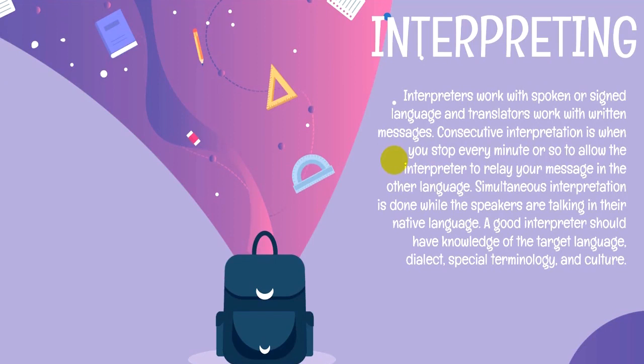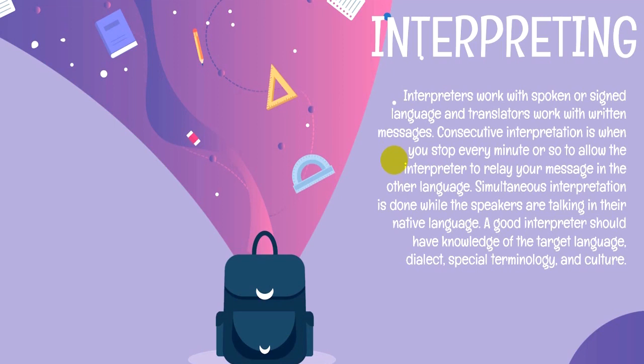Okay, there are two most common forms of interpreting. The first is consecutive interpretation, and the second is simultaneous interpretation. Consecutive interpretation is when you stop every minute or so to allow the interpreter to relay your message in the other language. It is most often used in high-level private activities. In this case, we communicate directly face-to-face, such as in business meetings and small informal gatherings. The speaker will talk for a short time and then stop to allow the interpreter to convey the message. That is how consecutive interpretation works.